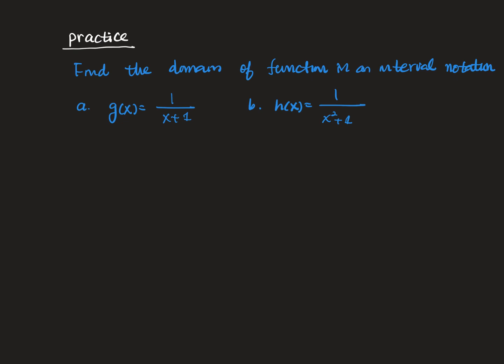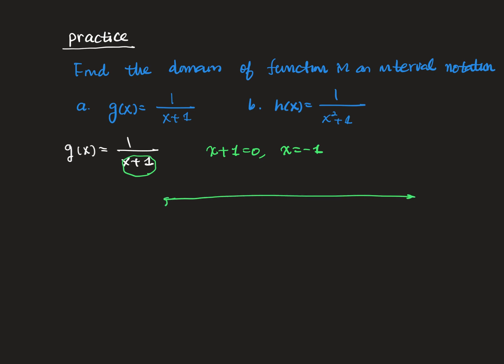Let's do a practice problem. Find the domain of the rational function, guys. You have to write the domain in interval notation. Let's do g of x equals 1 over x plus 1. Which x will make the denominator 0? The denominator x plus 1 equals 0, so x equals negative 1. Draw the number line. Here is negative 1.